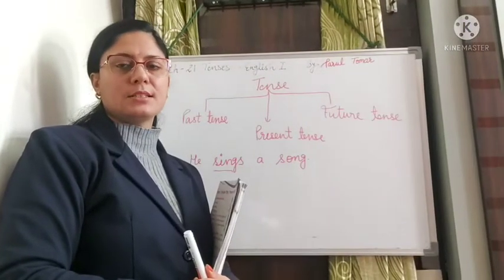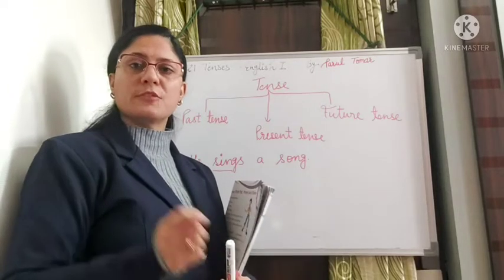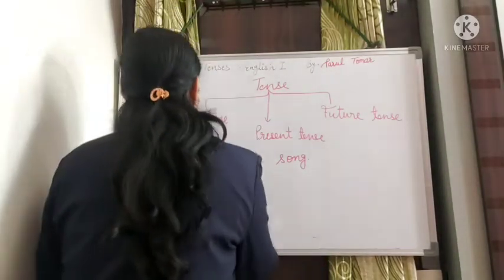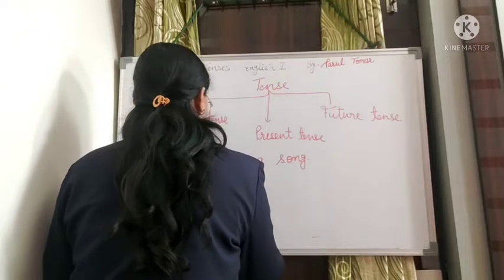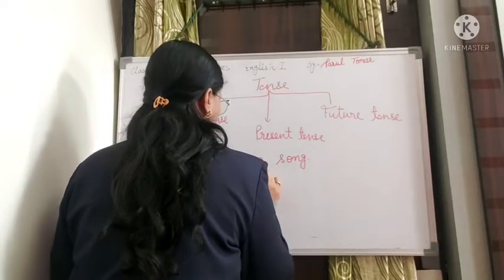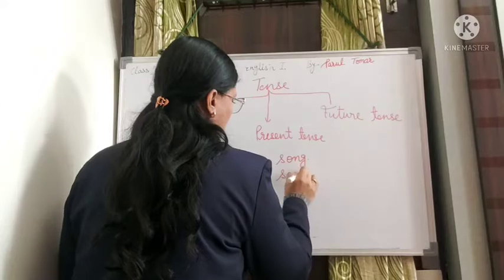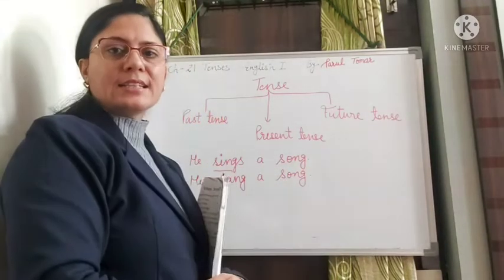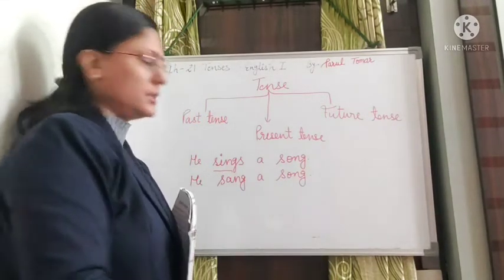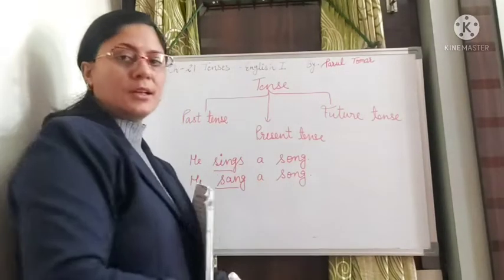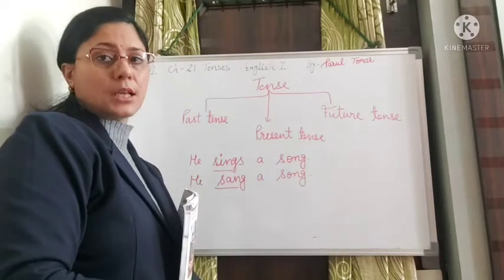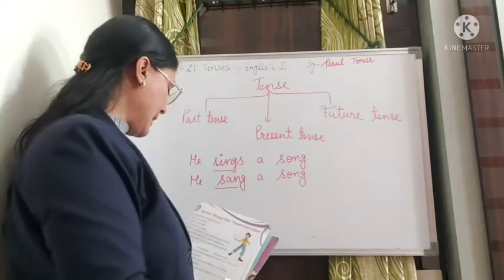The same sentence we can use in the past also with a slight change. For example, he sang a song. The whole sentence is the same. What has changed here? Sang. In the first sentence we have written sing. Now we have written sang.